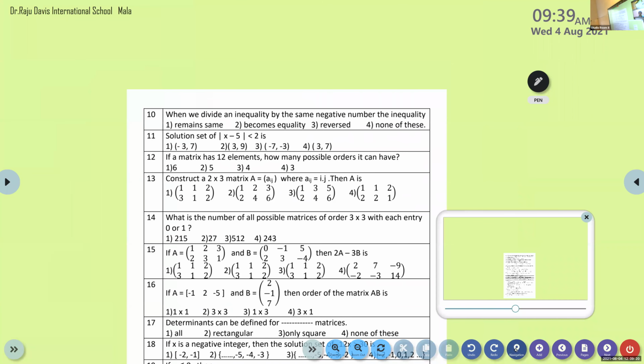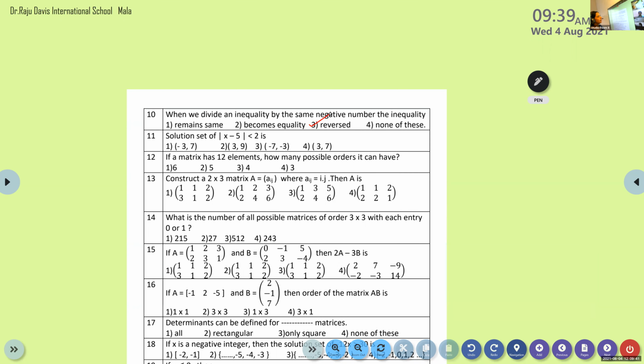When we divide an inequality by the same negative number, what happens to the inequality? What is the answer? Give your answer. When you multiply or divide, it gets reversed. When you multiply by a negative sign or when we divide by a negative sign, the inequality gets reversed.